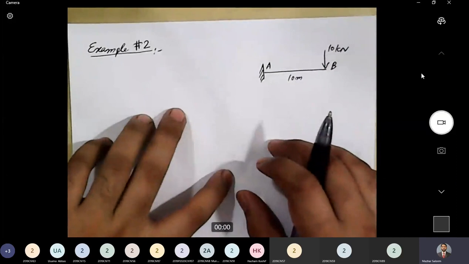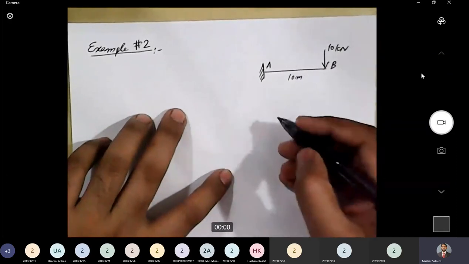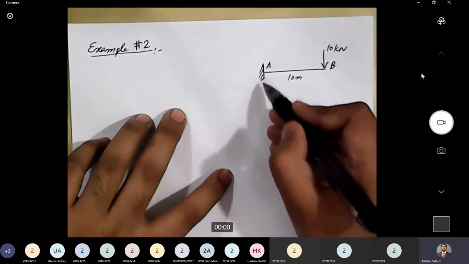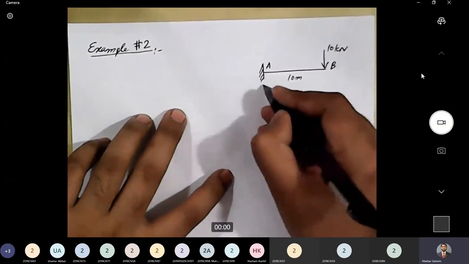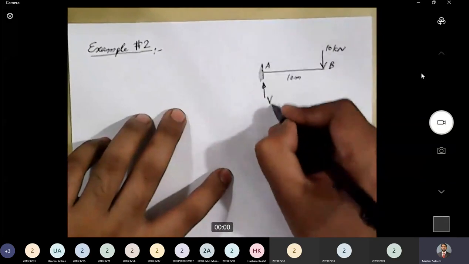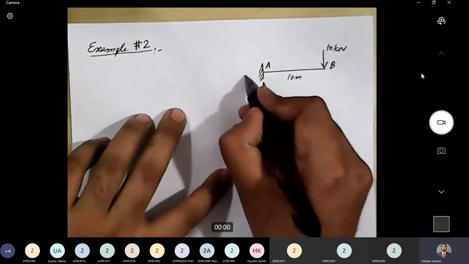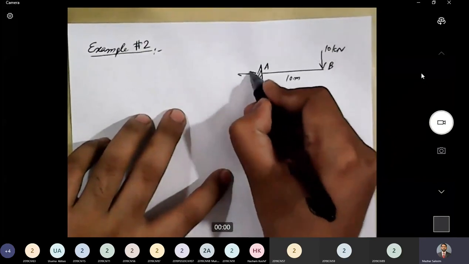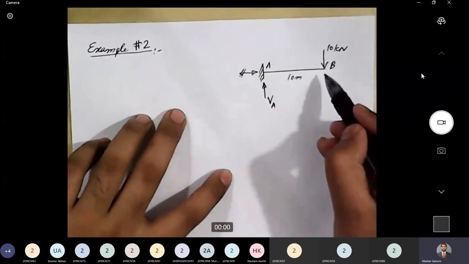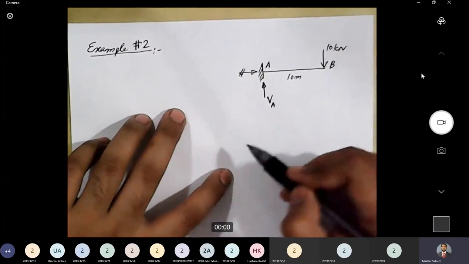As we know, the first step of solving this problem is to calculate the reactions. So first of all, let's identify what reactions will be there. We have a fixed support at this end, so we will have a vertical reaction here. Let's call this reaction VA, vertical reaction at point A. Will there be a horizontal reaction at point A? I think no, there will be no horizontal reaction at point A because there is no horizontal force acting on the beam. So no action, no reaction.